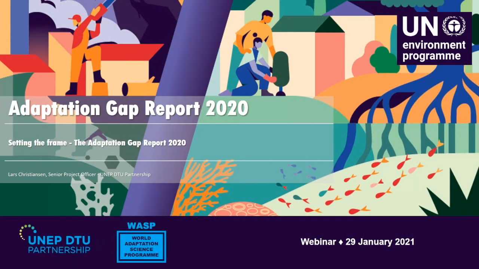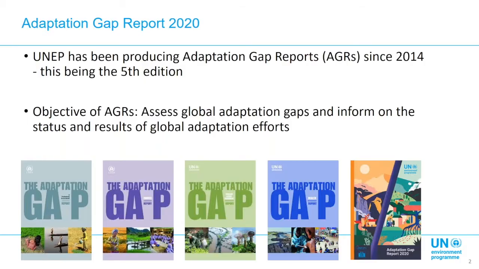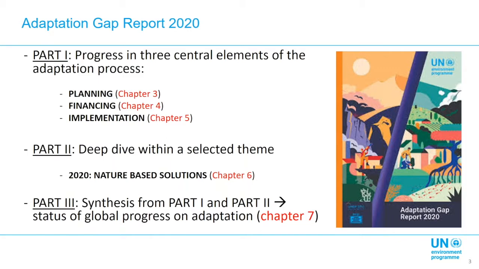Many thanks, Niklas. I would now like to make a very quick introduction to what the Adaptation Gap Report is and the outline and conceptual framing of the 2020 report. UNEP has been producing Adaptation Gap Reports since 2014, and this is the 5th edition. Since the beginning, the core objective of the Adaptation Gap Report has been to assess global adaptation gaps, informed by results of global adaptation efforts.